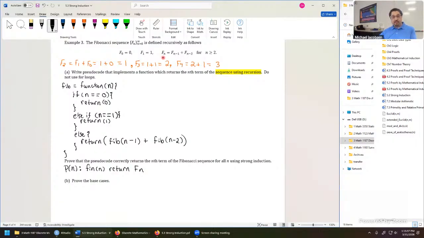So this is the predicate function. The statement we want to prove is that for all integers n, this statement will come out as true. And in this case, it's going to start out at 0, so we'll quantify that as well.